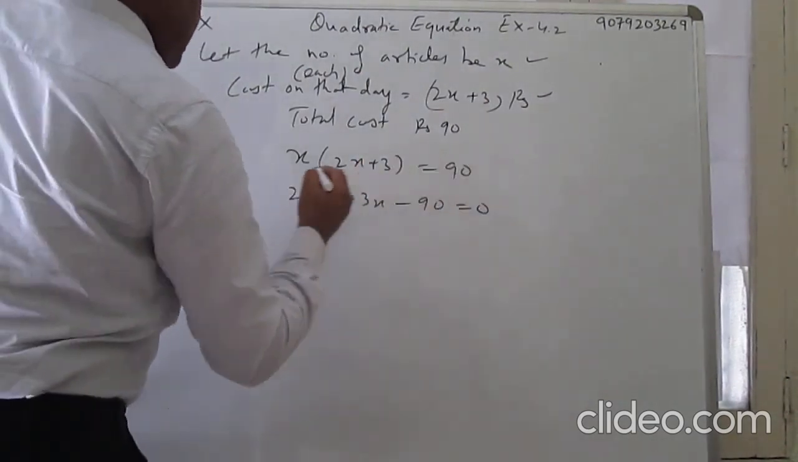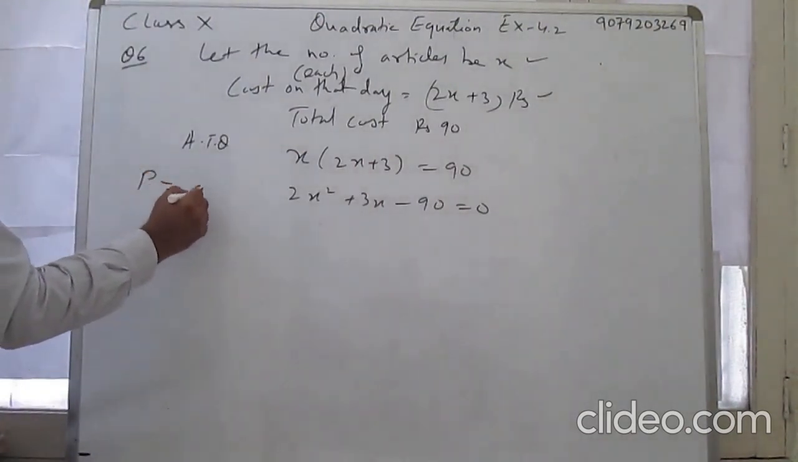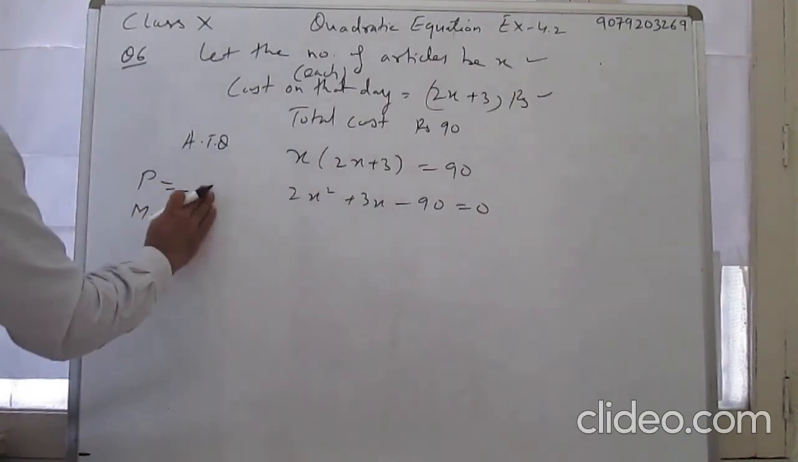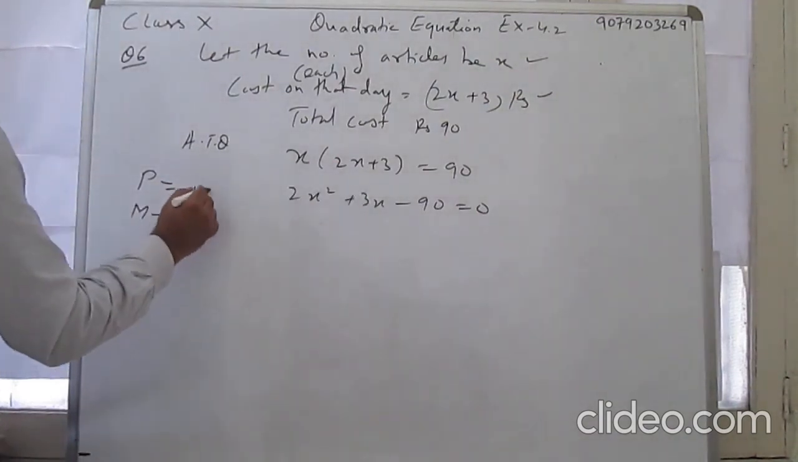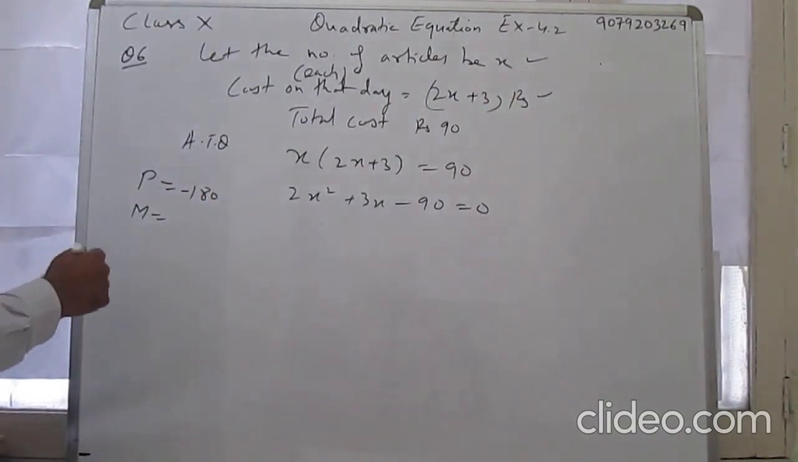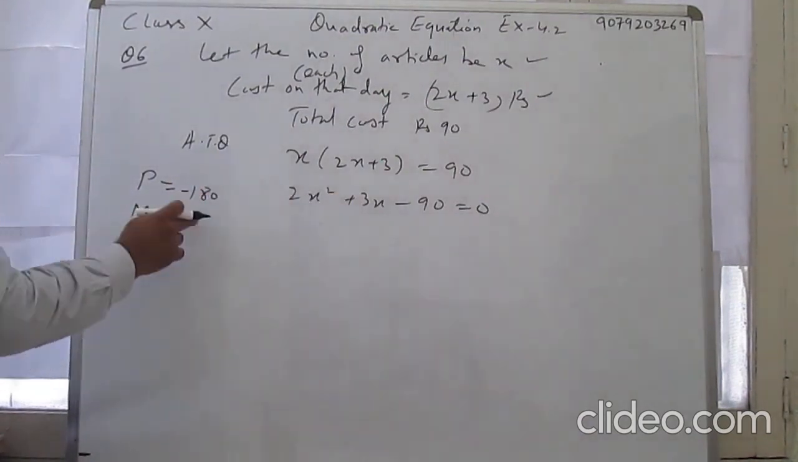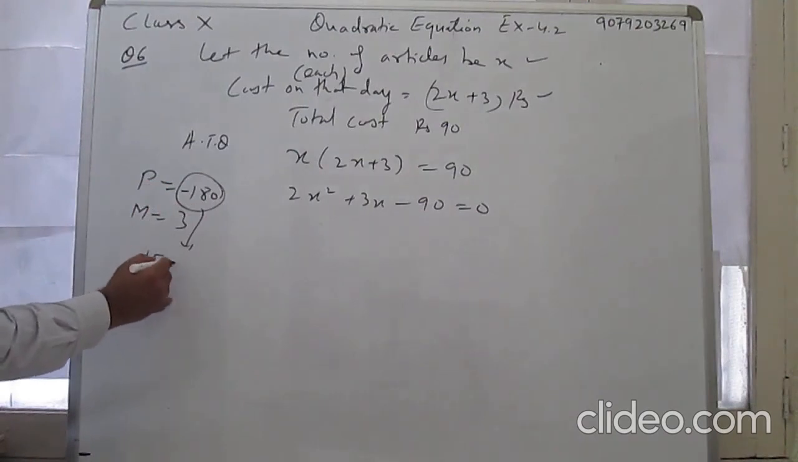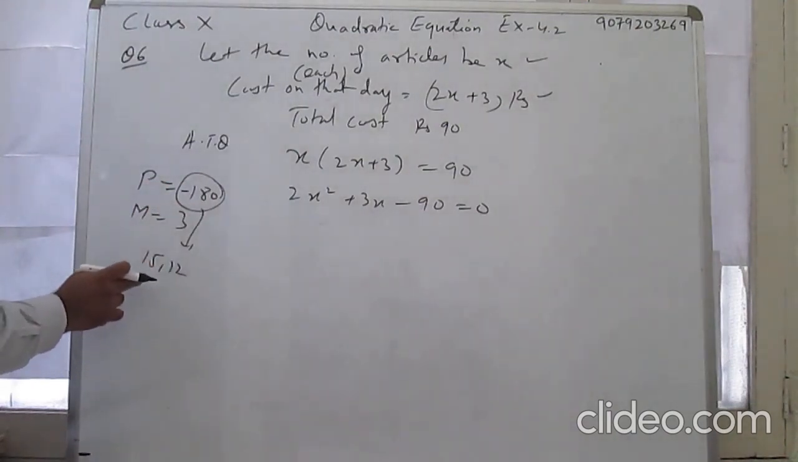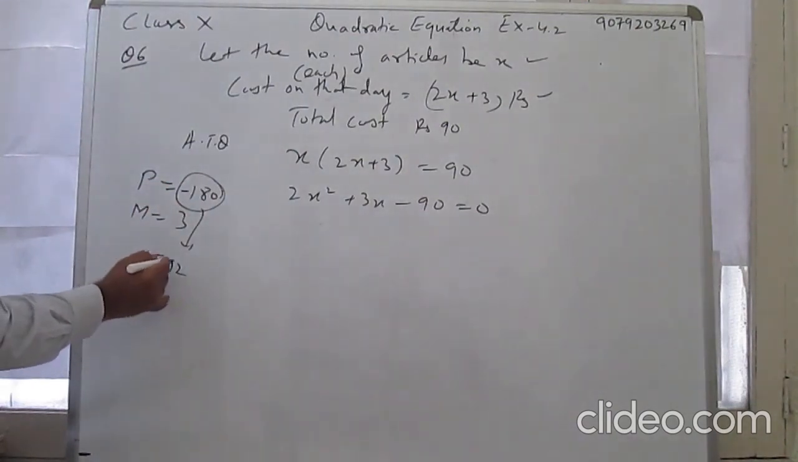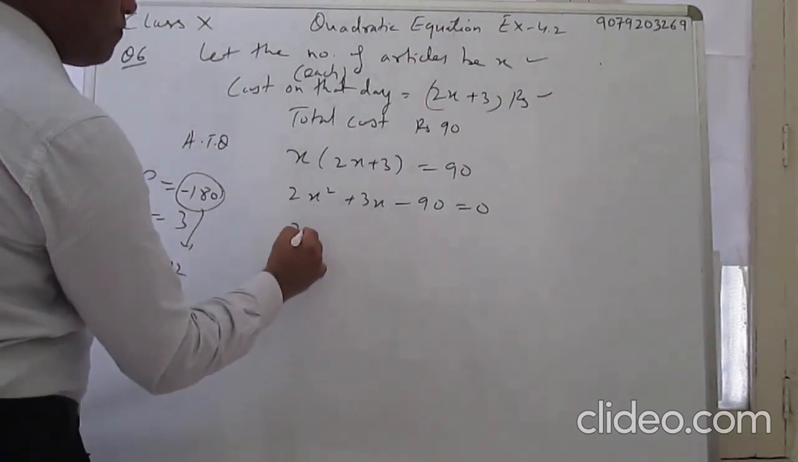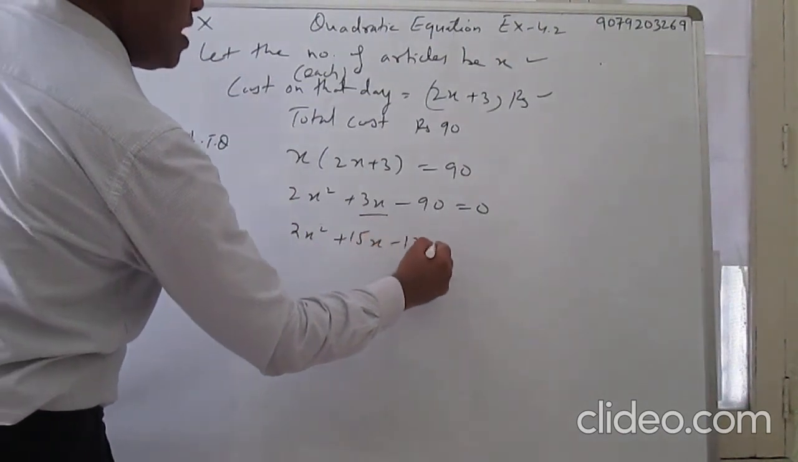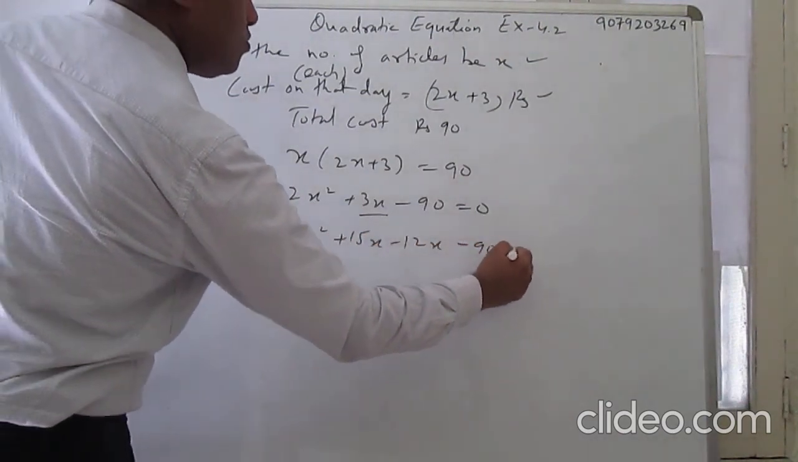So what is the product? Product is minus 90, and middle term is 3. Product is 2 into 90, minus 180, and middle term is 3. So what is the factor of minus 180? You know 15 into 12 is 180. So take 15 का plus and minus 12. So instead of 3x you can write plus 15x minus 12x minus 90 is equal to 0.